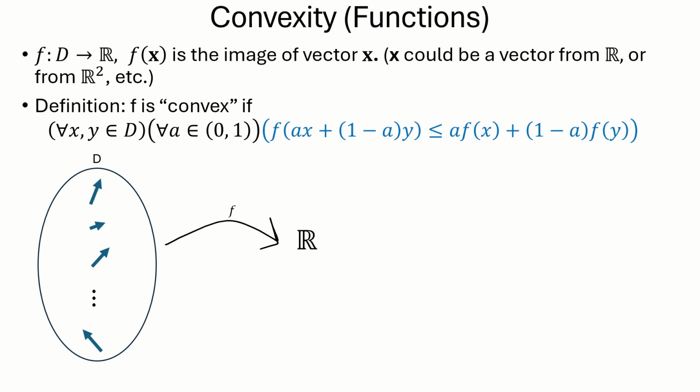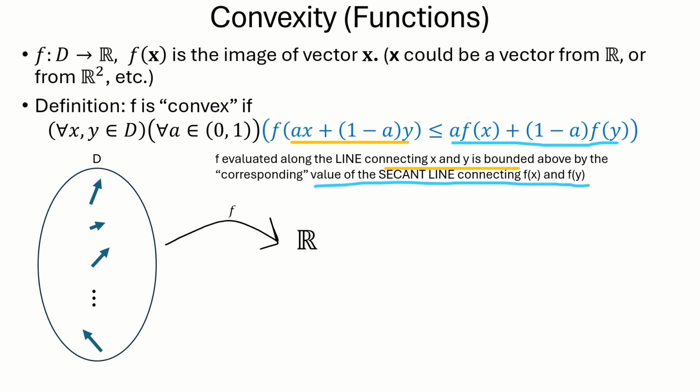If x and y are 2 points in the set, then the set of all points ax plus (1 minus a)y, where a is between 0 and 1, is, as we previously discussed, the set of all points on a line segment connecting x to y. So we're saying that the function value at any point along the line segment connecting two input points, x and y, is less than or equal to the corresponding point along the line segment connecting the output points, f of x and f of y. Corresponding point here means the a values are the same.